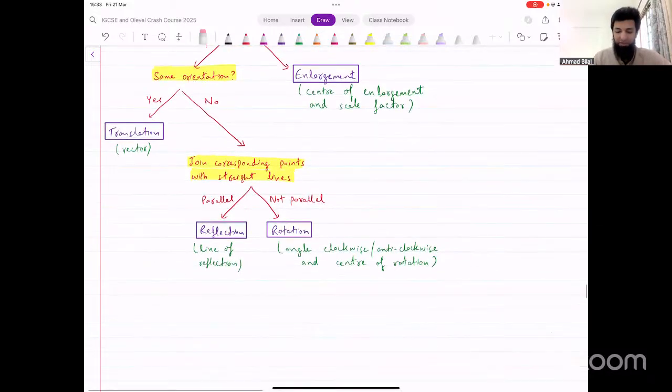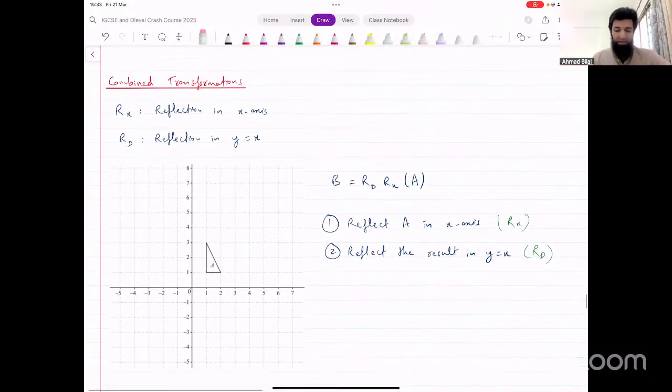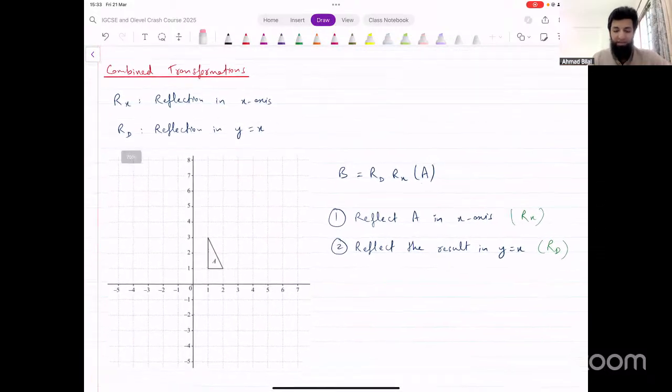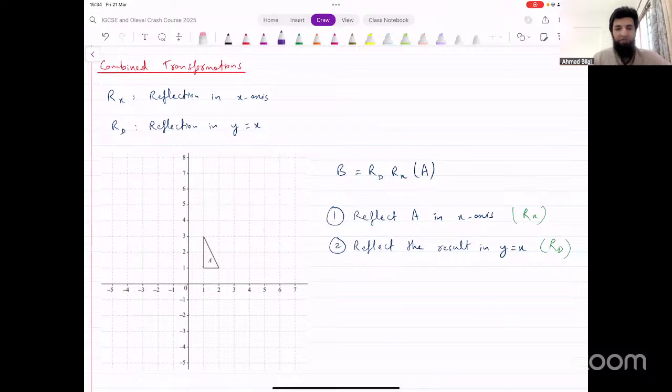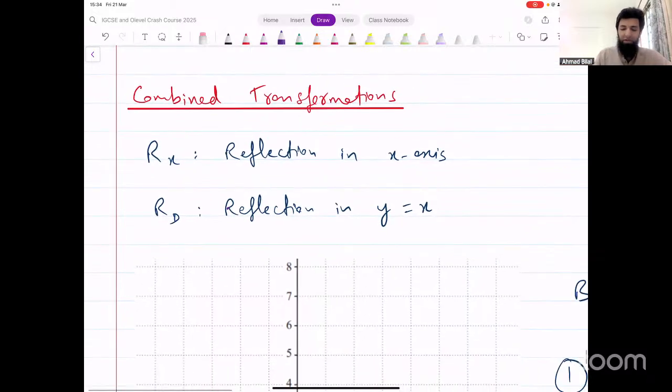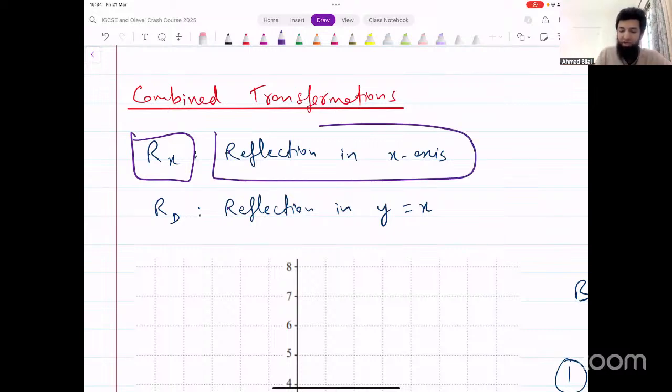Okay, now once that is done, another thing that you will notice sometimes in questions is that you would have combinations of transformations. You would have combined transformations, multiple transformations happening at the same time. Now, this notation is important. Let's say we have a transformation Rx, and this is the notation that we have for reflection in the x-axis.